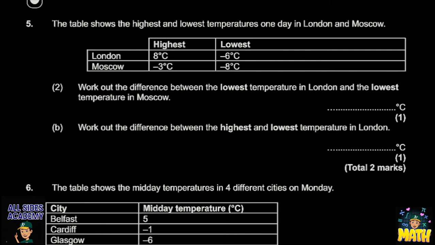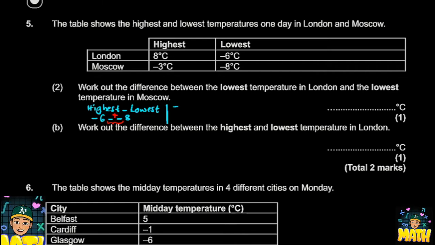So in this, we are given a table, a two-way table. We are asked to find the lowest temperature in London. So temperature difference is going to be highest minus lowest. So -6 minus -8. The two negatives give you a positive. So you write that as -6 plus 8, and that gives us 2 when we start with the positive.